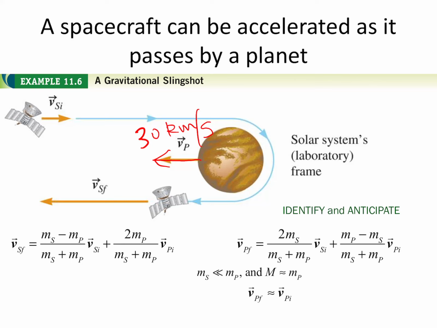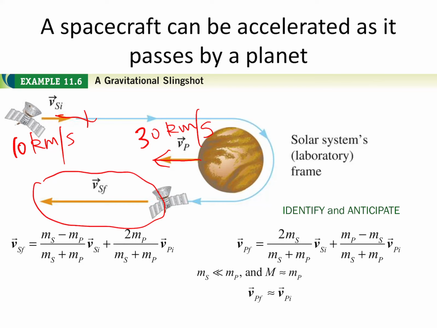And the yearly velocity of a spaceship launching from Earth should be roughly 10 km per second. So the planet should have a larger initial velocity compared to the spaceship. The spaceship is moving this way, and the planet is moving this way. Now, when the spaceship gets close to the planet, the gravity will tilt its moving direction. It will move in this direction at the end.